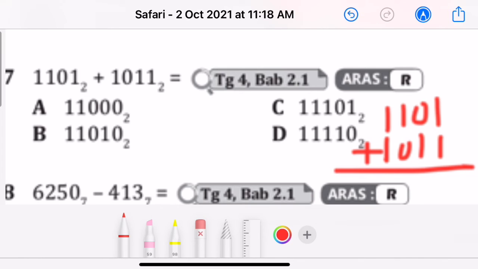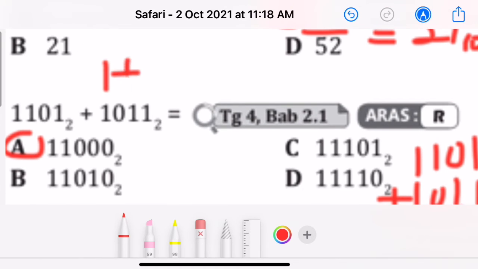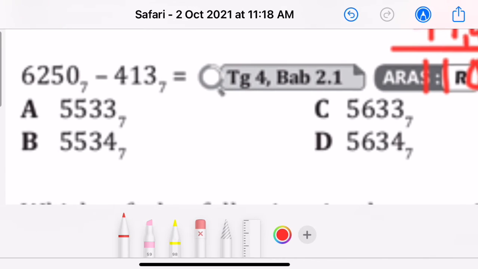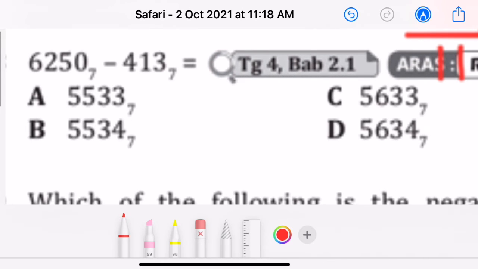Okay, number 7 is just addition: 11011 plus 1101. 1 plus 1 is 10. 1 plus 1 is 10. 1 plus 1 is 10. 1 plus 1 plus 1 is 11. So the answer is 11000. You can use a calculator, but it's more meaningful if you add with the concept: 1 plus 1 is 10 in base 2, and 1 plus 1 plus 1 in base 2 is 11. Remember this.